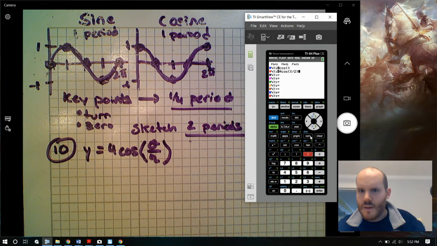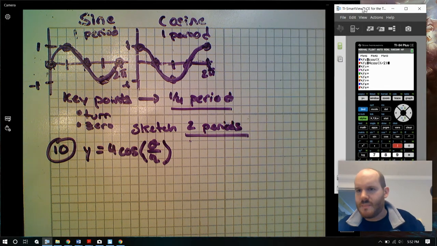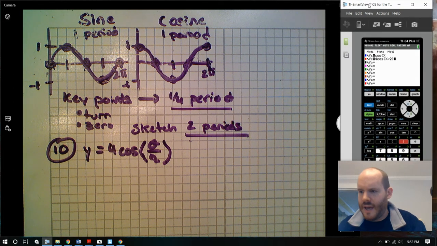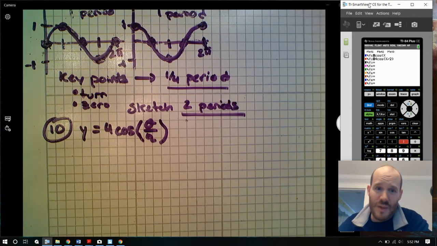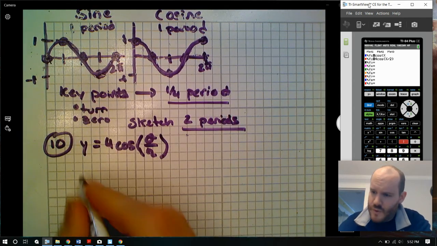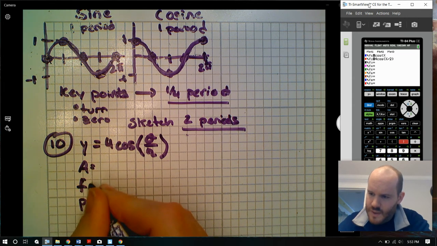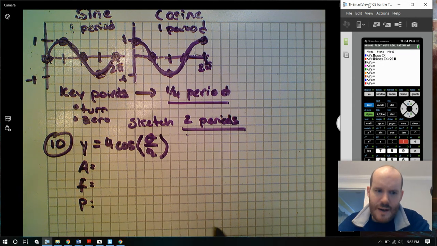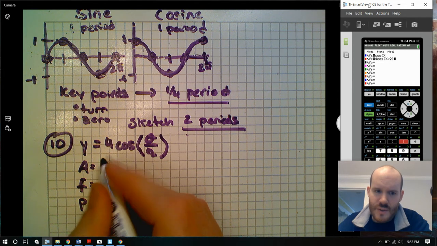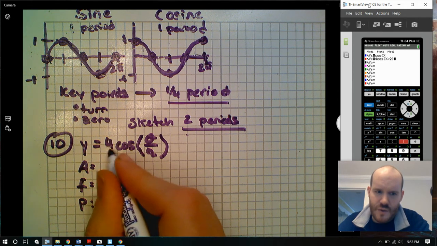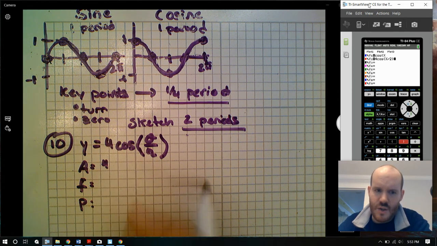I'm going to click graph in just a minute, but before we get to that, I want to look at the key features to anticipate what this graph is going to look like. I'm going to look at its amplitude, its frequency, and its period. This one has an amplitude change and a frequency change. Its amplitude, the coefficient of the trig function, is 4. That means it's going above the axis by 4 and below the axis by 4.